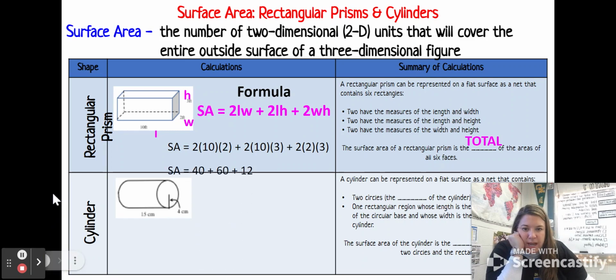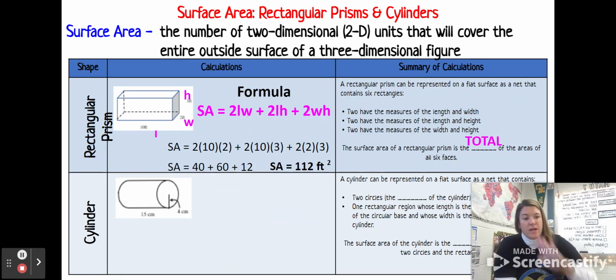All right, you should have 112, and because this is area, we're measuring the flat parts of it. We're using a square, so it's feet squared. So that's the formula for surface area of a rectangular prism.